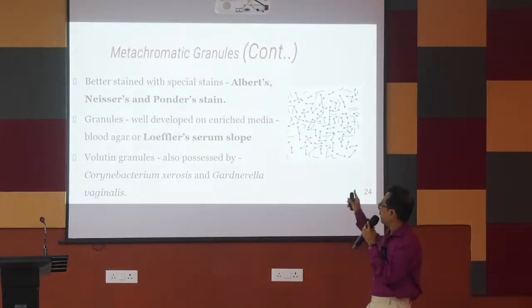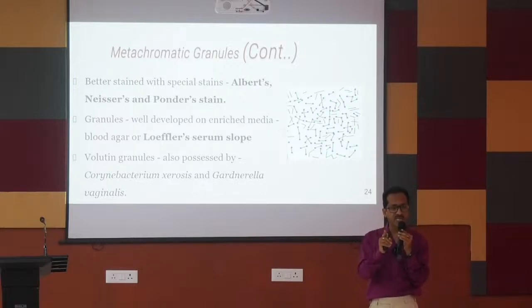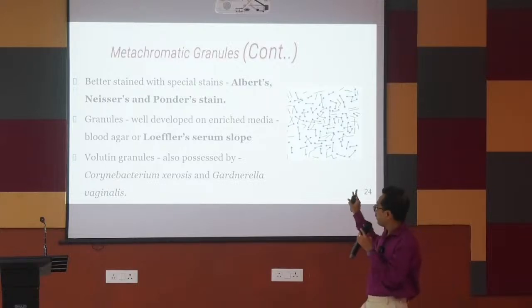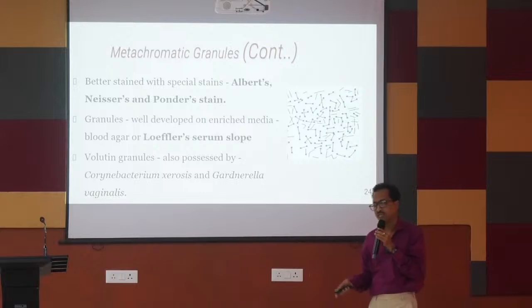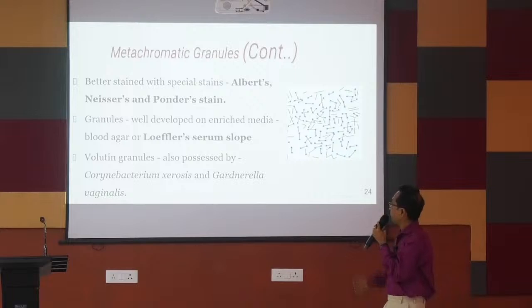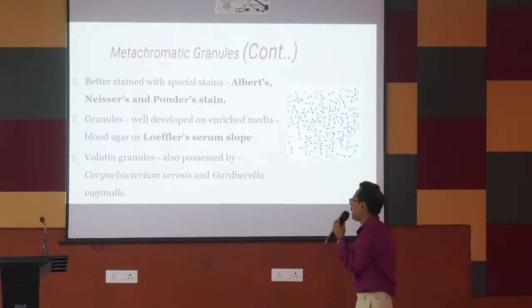They are better stained with Albert stain. Remember the name: whenever you are studying Corynebacterium, Albert stain is the specific stain for diagnosing Corynebacterium. If you forget other stains, Neisser stain and Ponder stain can also be used, but commonly what is used in the laboratory is Albert stain. Albert staining is the method used in staining Corynebacterium. The bacilli look greenish, and the metachromatic granules look dark purple. So this is the staining method.